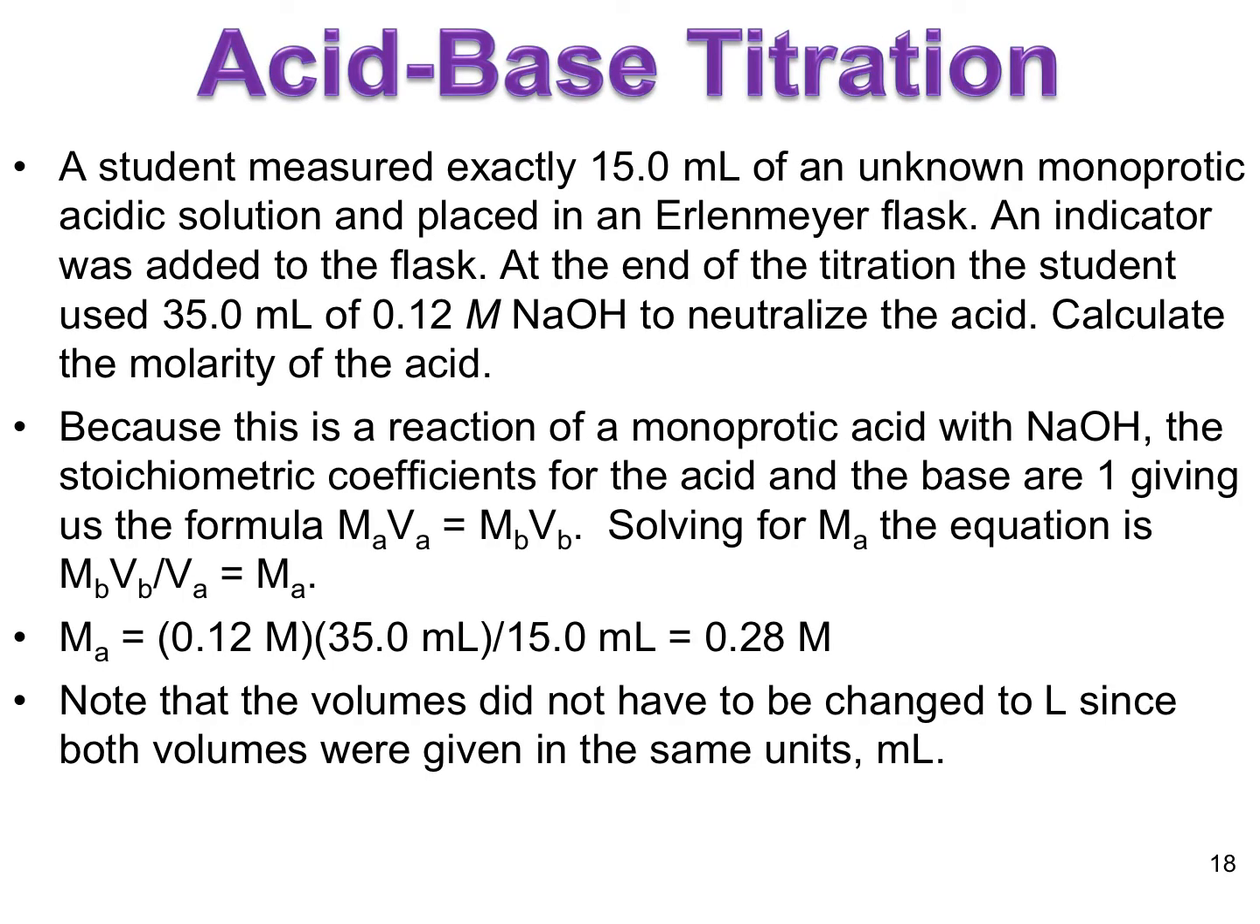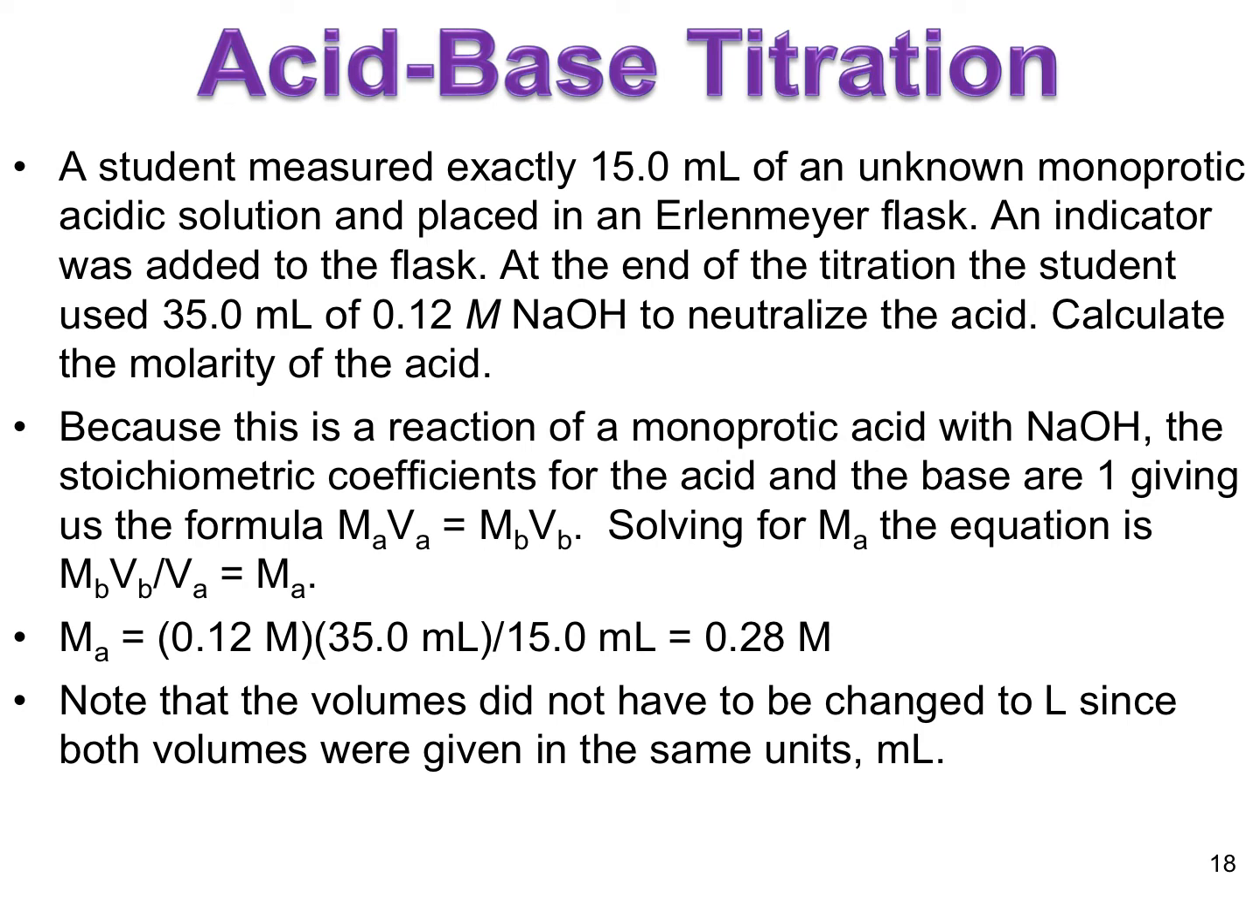15 milliliters of an unknown monoprotic acid solution is placed in an Erlenmeyer flask with an indicator. It was then titrated with 0.12 molar standardized solution of sodium hydroxide. The volume of the base used in the titration was 35 milliliters. What is the concentration of the acid?